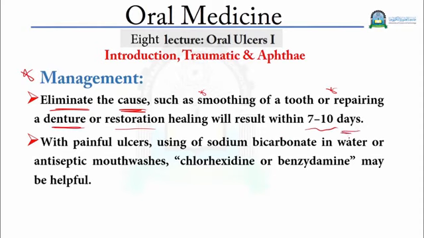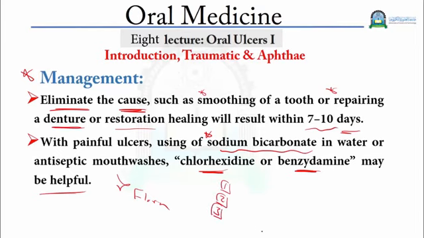With painful ulcers, using sodium bicarbonate in water will reduce the painful symptoms of ulcers, and chlorhexidine mouthwash or benzydamine mouthwashes should also be used as an antiseptic to reduce the infection from the oral flora. So you have to treat the traumatic ulcer by removal of the cause first of all, then symptomatic treatment and antiseptic treatment.